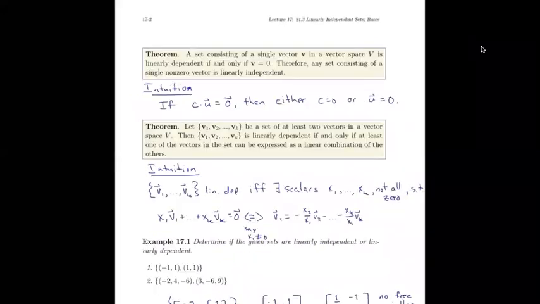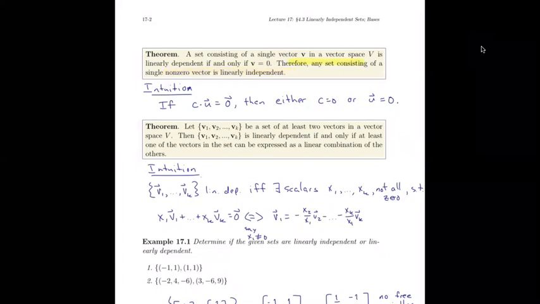So the first theorem that we come across in this section is that a set consisting of a single vector v in a vector space V is linearly dependent if and only if v equals 0. So if we have a single vector in a set, and that set is linearly dependent, the only way that can be the case is if v is equal to 0. So any set containing a single non-zero vector is linearly independent.